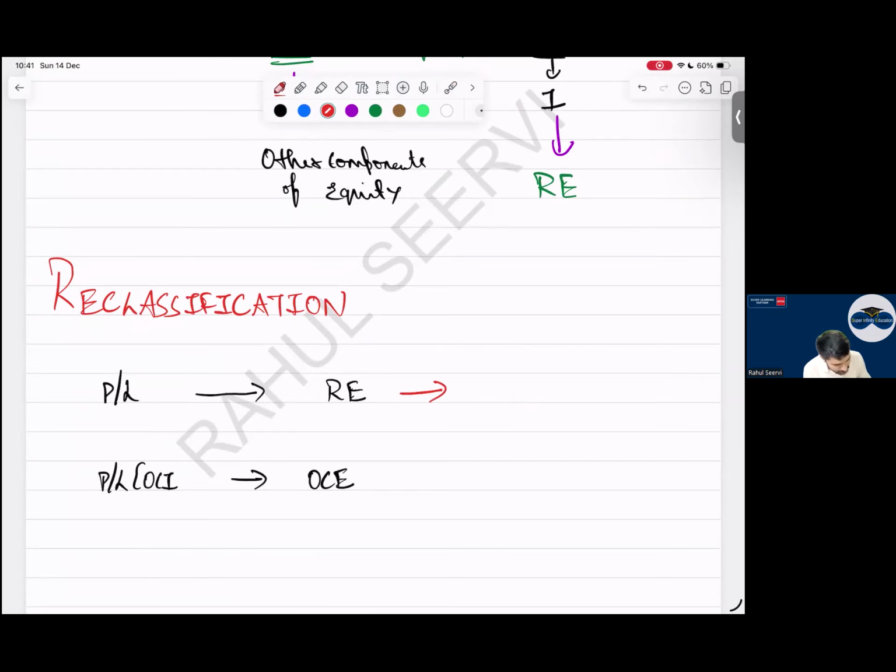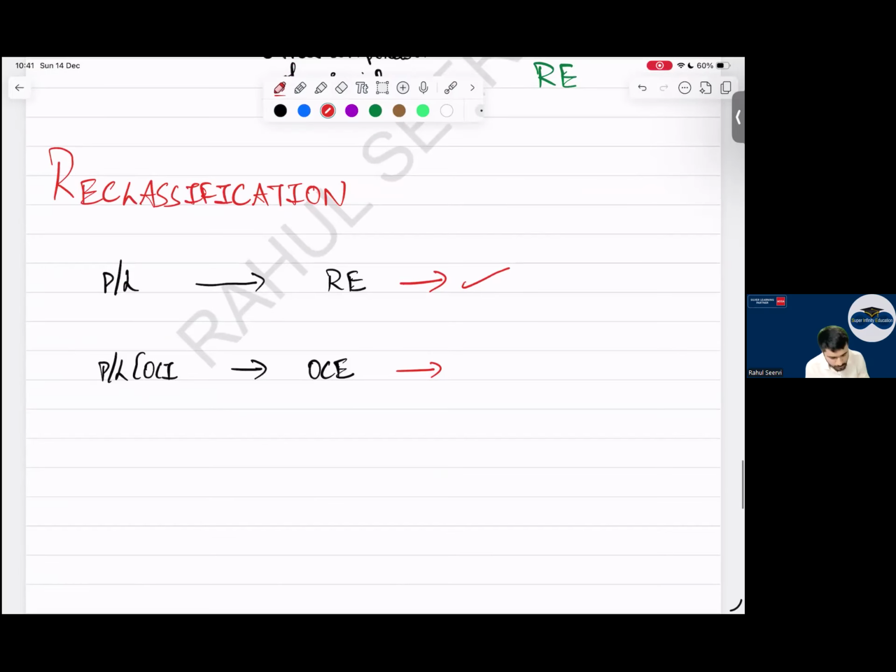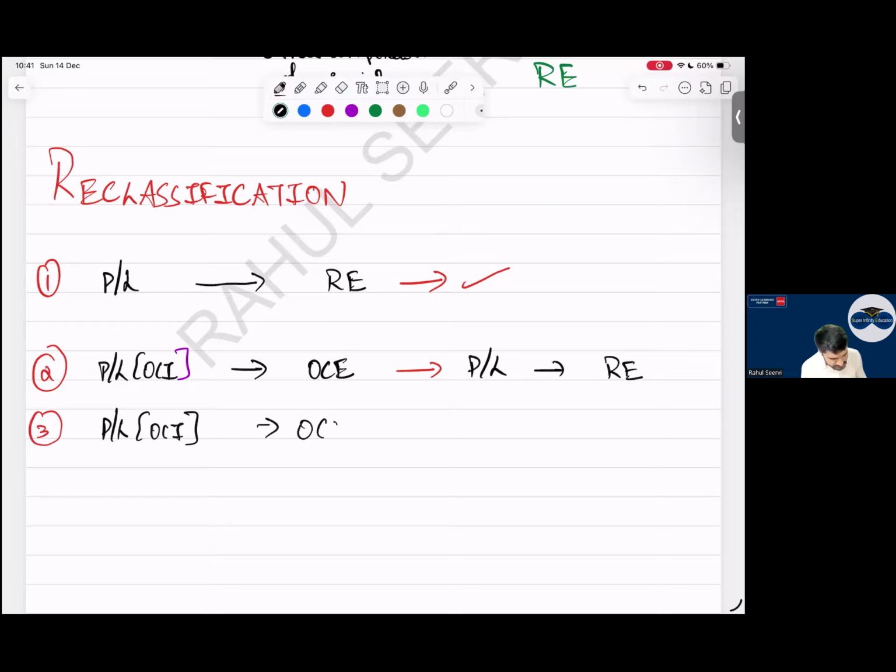Yes, sir. Now, when I say reclassification, you have recorded in retained earnings, no such problem. Yes, sir, no such problem. The problem isn't here. I say from OCE, I will take this back to what? P&L. From other components of equity, I will take it back to P&L. And from P&L, where will it go? RE. Yes, sir. Now, third one. I recorded in OCI. It goes to OCE. From OCE, directly I take to where, sir? I take to retained earnings.